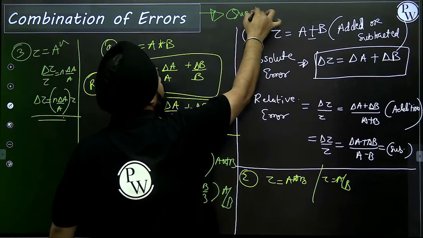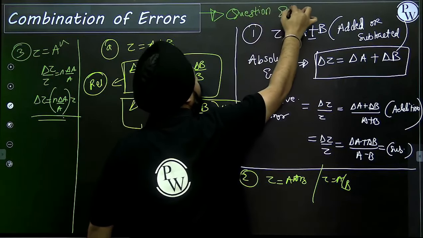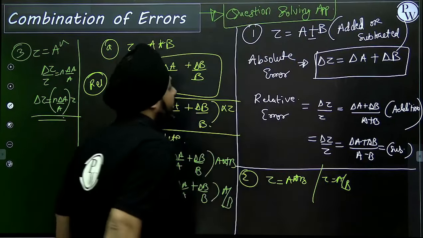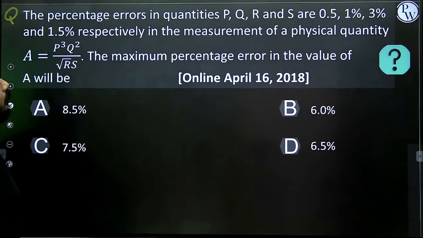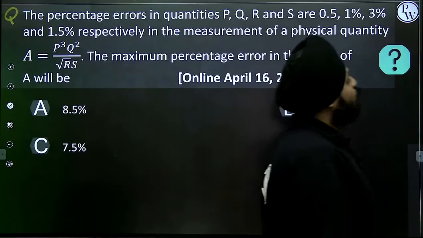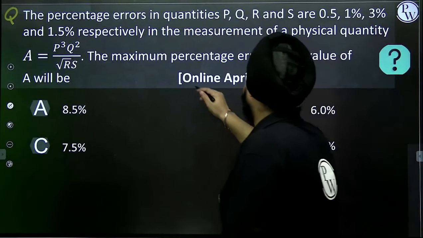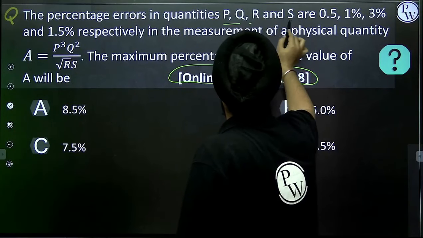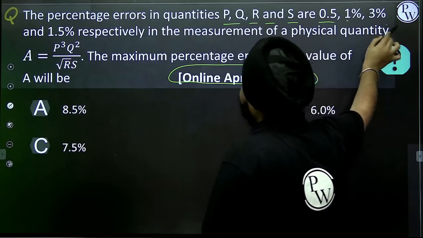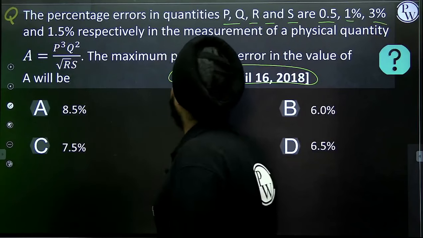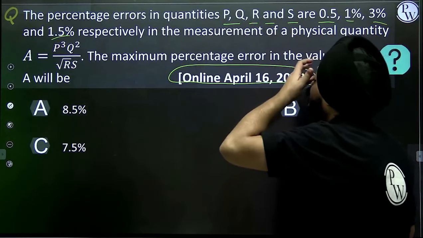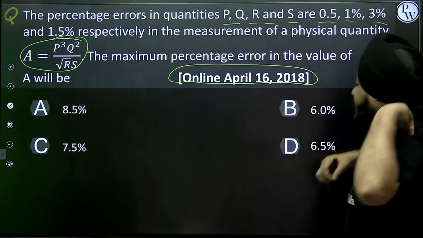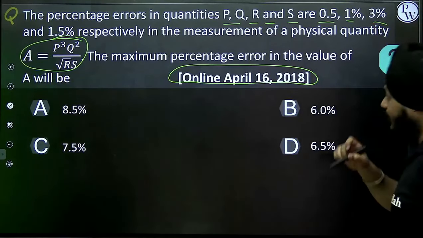Question solving approach. First question, 2018, it has been asked. It's a very simple thing. The percentage errors in the quantities P, Q, R, and S are 0.5, 1, 3, and 1.5. We need to calculate the percentage error in A.